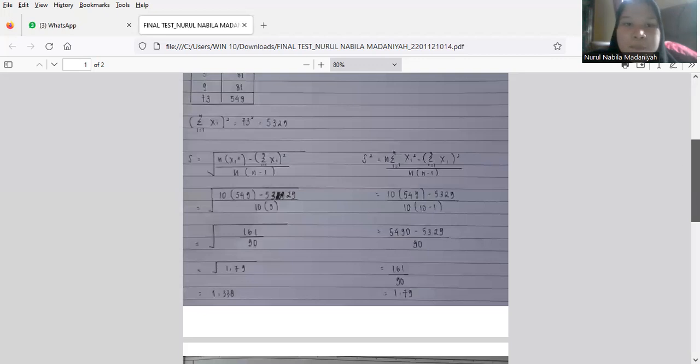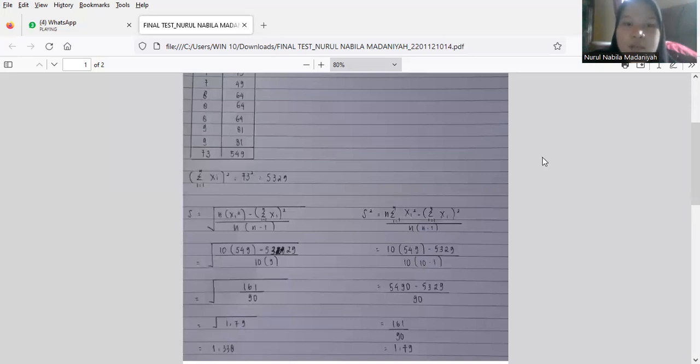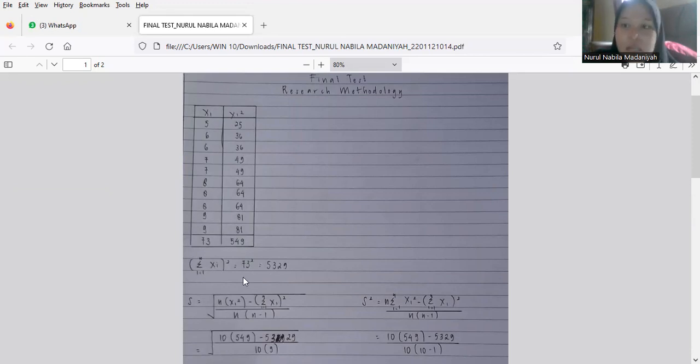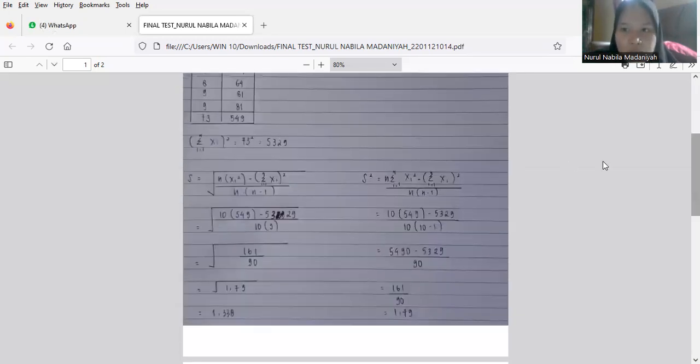Next, we move to the formula. It is sigma i equals 1 to n of xi, quadrat, equal 73 quadrat. The 73 is from the xi that I have totaled before, and the quadrat is from this, and the total is 5,329. I get it from 73 times 73. Okay, next we move to the formula 2.